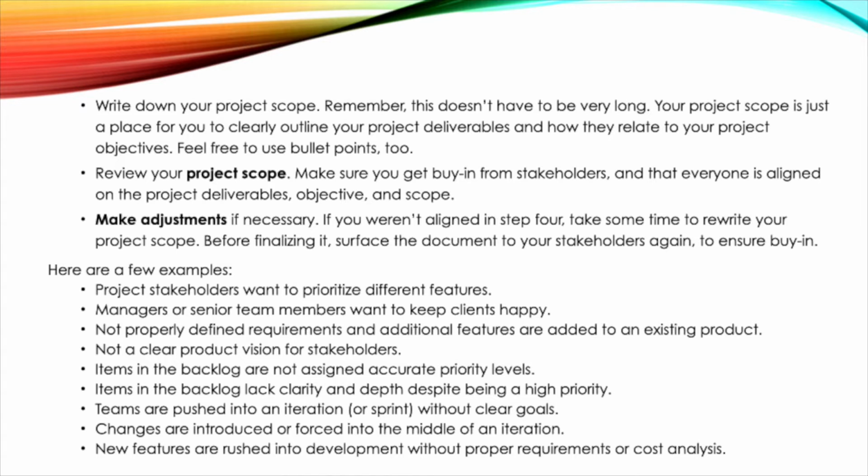Review your project scope. Make sure you get buy-in from stakeholders, and that everyone is aligned on the project deliverables, objective, and scope. Make adjustments if necessary. If you weren't aligned in Step 4, take some time to rewrite your project scope. Before finalizing it, surface the document to your stakeholders again, to ensure buy-in.